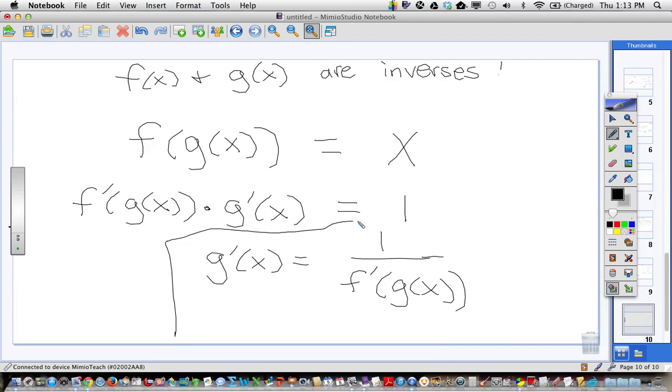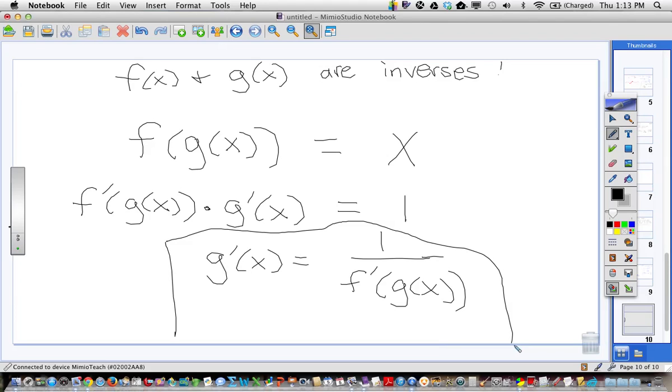This is saying what we tried to write in words; this is saying it in math symbols. This is saying that the g derivative is the reciprocal of the f derivative, except at the output of g. So this is the g slope at x, and this is the f prime slope at the output of g, right? So the input of one, the output of the other, and they're reciprocals.